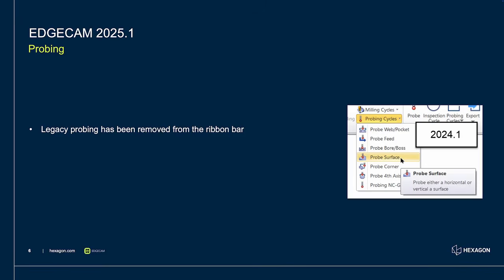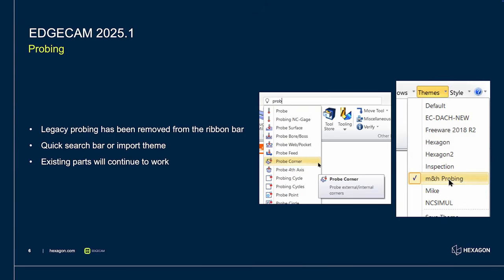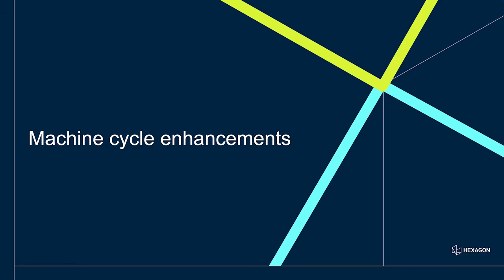Also, some of you will be using the old legacy probing, so you're used to seeing this particular menu, the old probing menu. This has now been removed, so you'll no longer see it in 2025.1. We're working with modern day probing cycles, which use probing features. If you're in that category, then fear not. You can get around this problem by going through the quick search menu or importing your own theme from 2024 into 2025. And of course, your existing parts will also work.